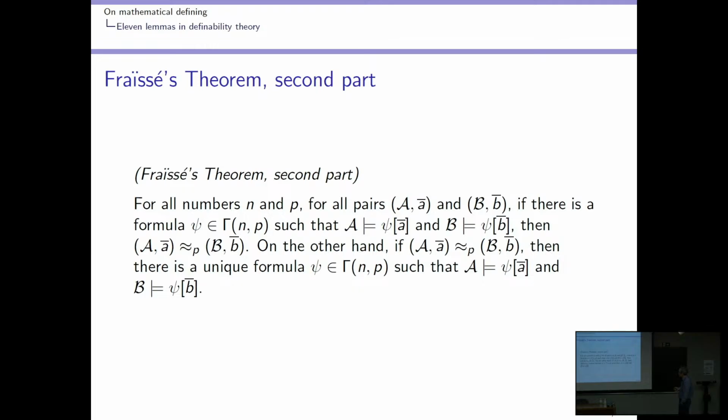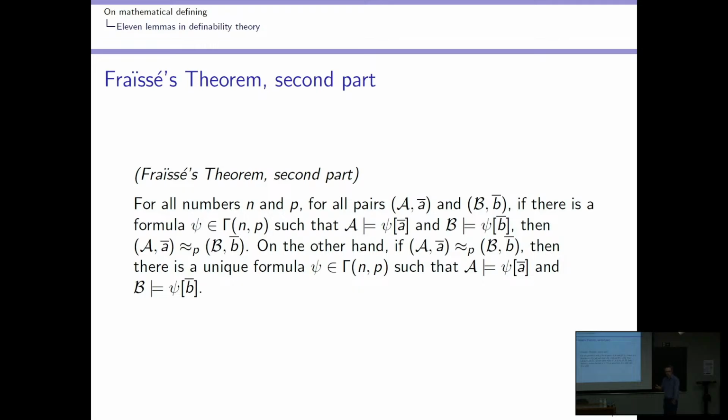The second part of Fraïssé's theorem gives the converse. If A bar and B bar agree with respect to all formulas of quantificational rank P, then they are P partially isomorphic, right? This is an exercise up to the definition of the characteristic formulas. Now, if I give you the definition of the characteristic formulas, then it is not hard to prove this.